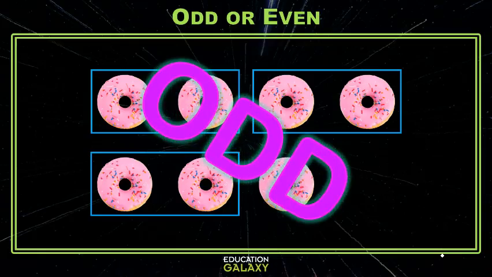But it's not always convenient to go around grouping things into twos to find out if it's an odd or an even number of objects. So we need a new way. Lucky for you, we have definitions.